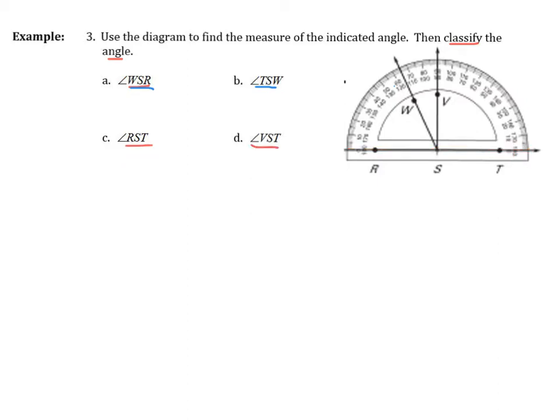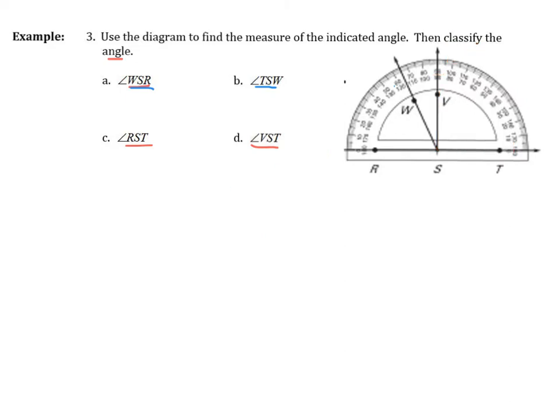The last one is asking about angle VST. So once again, S is my vertex. The one side is SV. The other side is ST. You can compare the values if you want. This one's pointing at 90. This one's pointing at 180. You can apply the ruler postulate. The absolute value of the difference between those two is obviously going to give me positive 90 degrees.